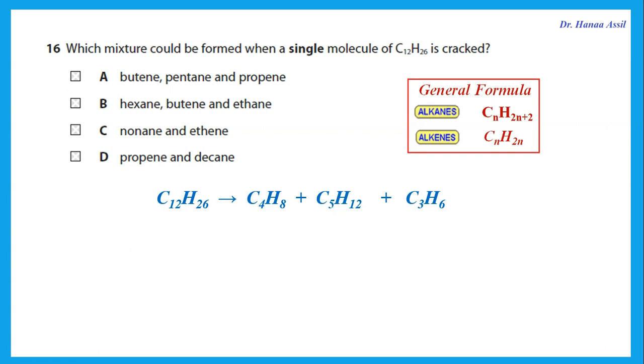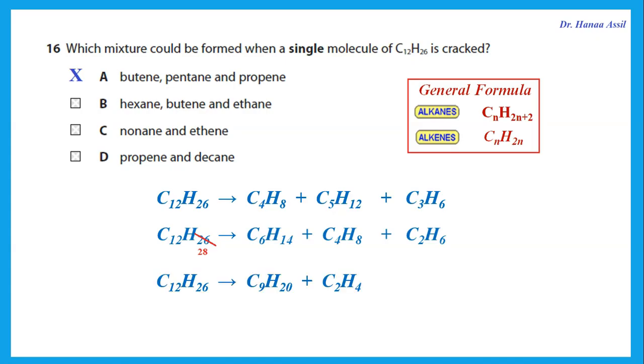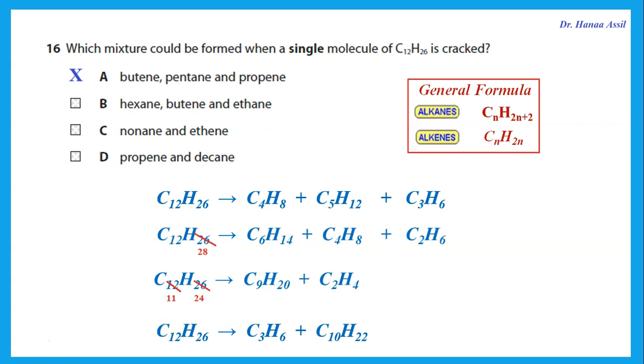So if we break C12H26, the first choice says butene, pentane, propene. Is that correct? Yes. The total number of carbons here: 4 plus 5, 9, plus 3, 12. And the total number of hydrogens is correct. But if you try the other choices, this would not be correct. Also nonane and ethene would not be correct. Propene and decane would not give the correct total number of carbons and hydrogens.